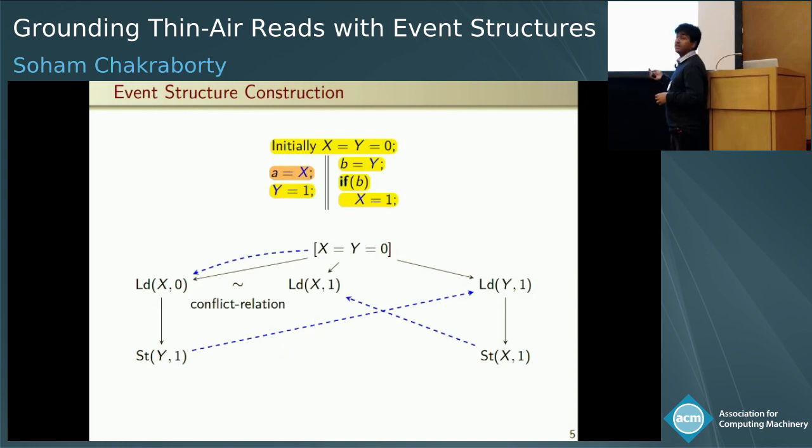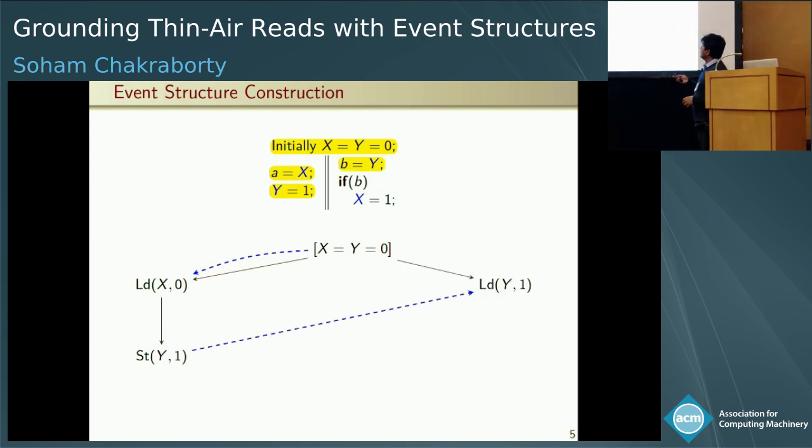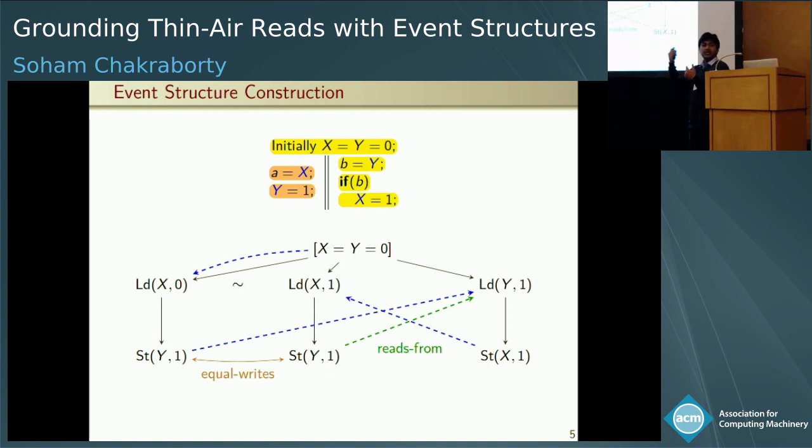So this one, right? So here we create this. And then we create an equal write here, and this, combined with this justified-from edge, creates a read-from. And then we can select this as an execution.